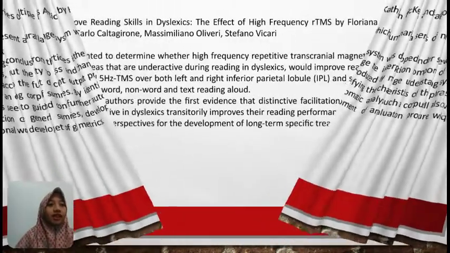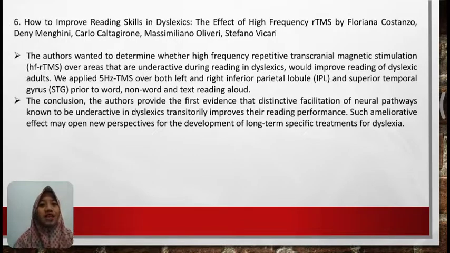And then the sixth is "How to Improve Reading Skill in Dyslexics: The Effect of High Frequency rTMS" by Floriana Costanzo, Deny Menghini, Carlo Caltagirone, Massimiliano Oliveri, and Stefano Vicari. The authors want to determine whether high frequency repetitive transcranial magnetic stimulation (HF-rTMS) over areas that are underactive during reading in dyslexics would improve reading of dyslexic adults.